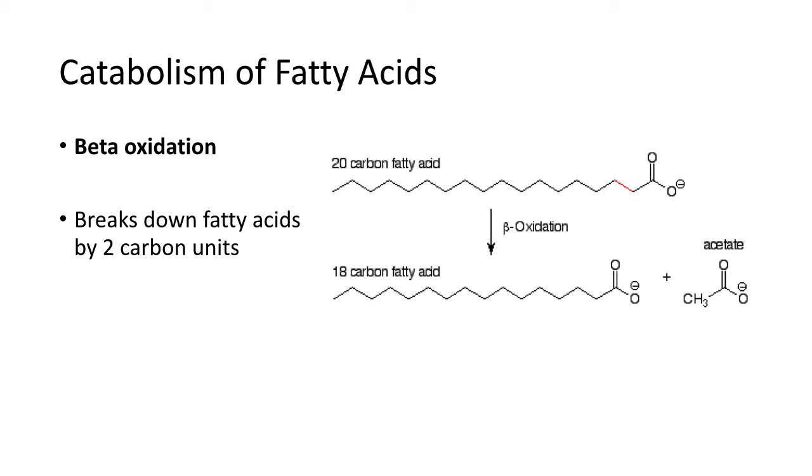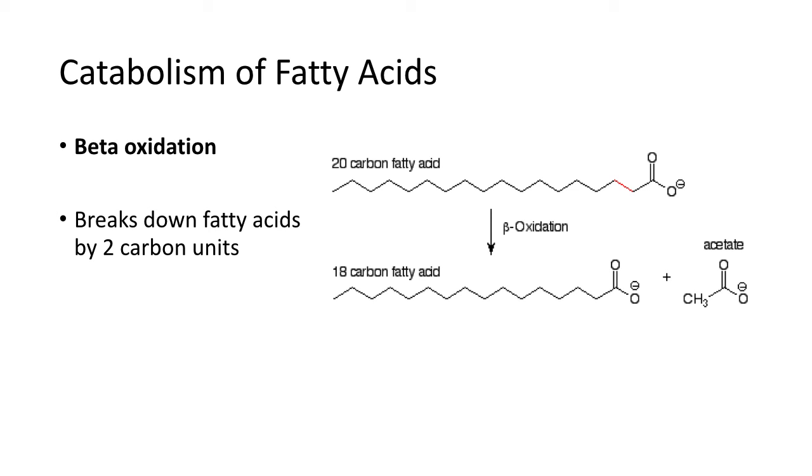For fatty acids, the mechanism by which the fatty acids are broken down is known as beta oxidation. All of the naturally occurring fatty acids have an even number of carbon atoms, and what happens during beta oxidation is that it breaks down the fatty acids in successive cycles that each time remove 2 carbon units. In this case, those 2 carbon units exit in the form of acetate.